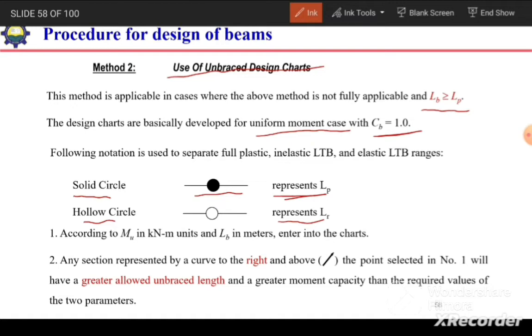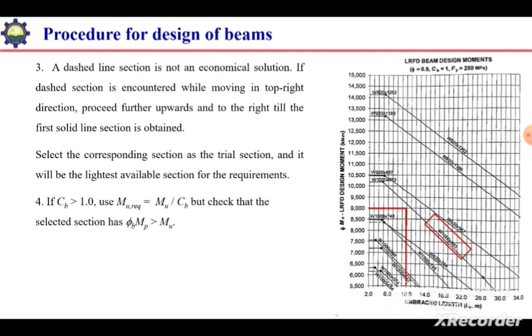So according to MU and LB, we need to enter in these charts, and then any section represented by a curve to the right and above the point selected in number 1 will have a greater allowed unbraced length and a greater moment capacity than the required value.